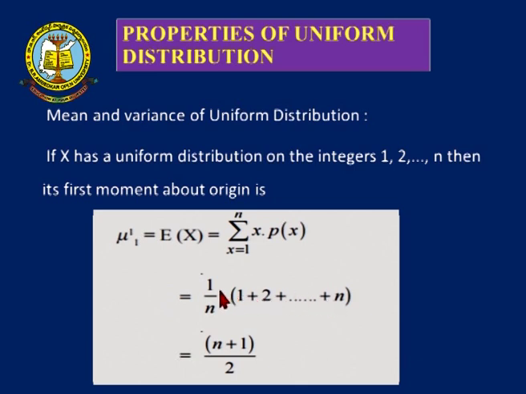So, we know that 1 by n of (1 plus 2 plus and so on up to n), after simplification of these terms, we will get (n plus 1) divided by 2, n plus 1 by 2. So, that is what? Mu 1 dash. First, mu 1 dash is the mean of the uniform distribution. Therefore, the mean of the uniform distribution is n plus 1 by 2.